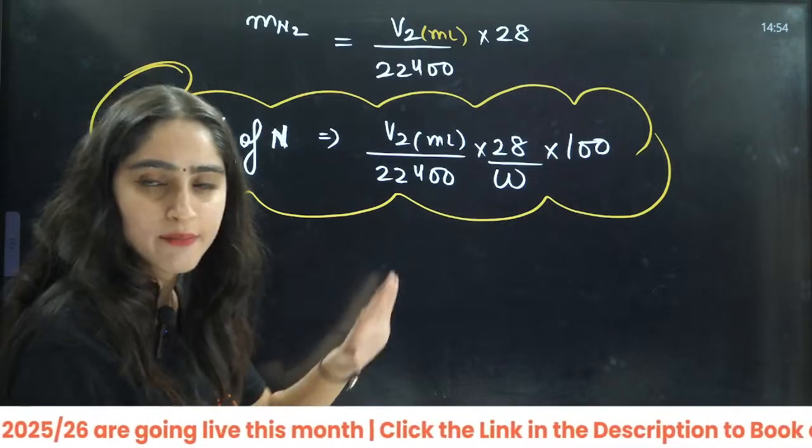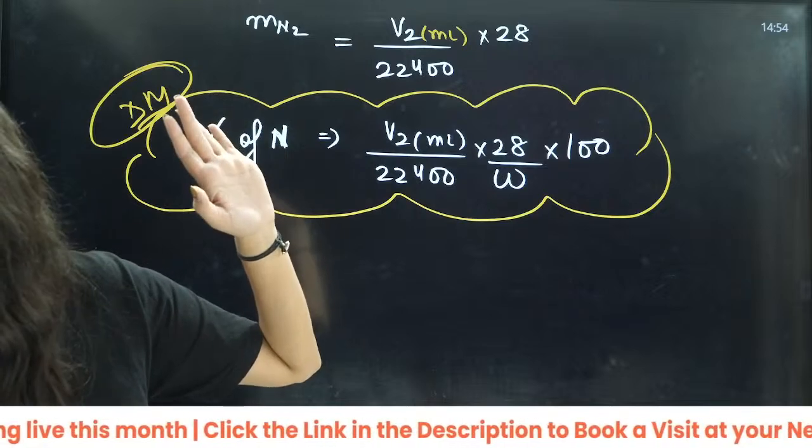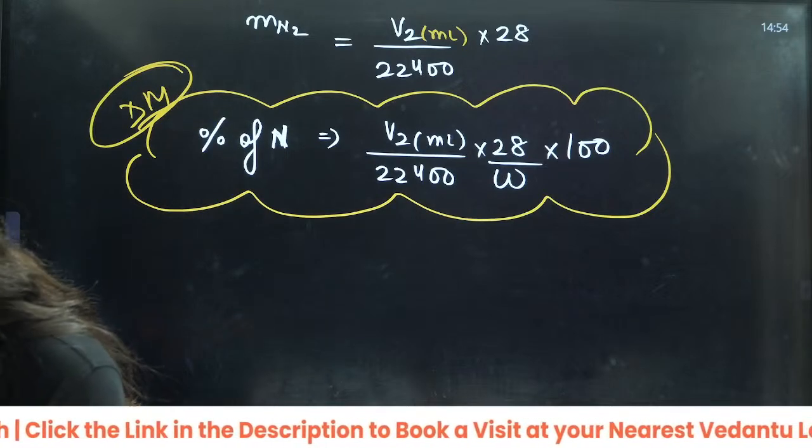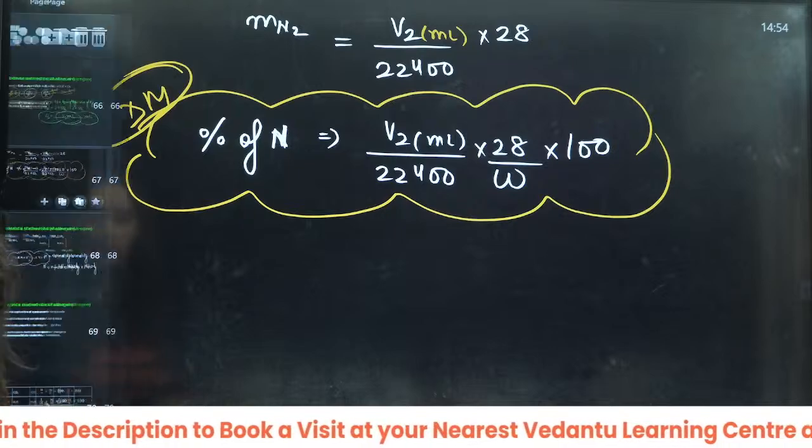Okay, ji? Right, beta? Understood this thing? Everybody in the chat box. Okay, ji? Chalo. Now, let us do some questions.